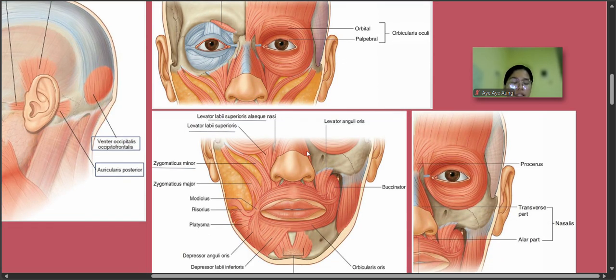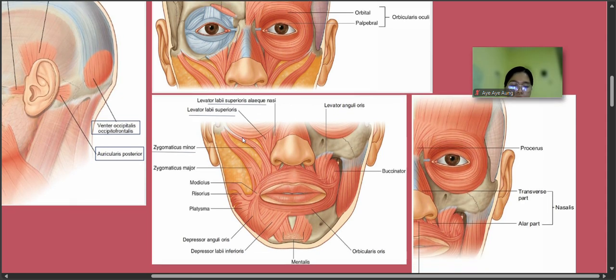Next, the nasalis group. These muscles control movement of the nose, like flaring the nostrils. Although they are subtle, they contribute to expressions of disgust or intense breathing during exertion. And the oralis group. The oralis group is the most complex. It includes muscles like the orbicularis oris, which encircles the mouth and allows us to speak, eat, or kiss. The other muscles here help elevate or depress the lip, shaping expressions like smiling or frowning.